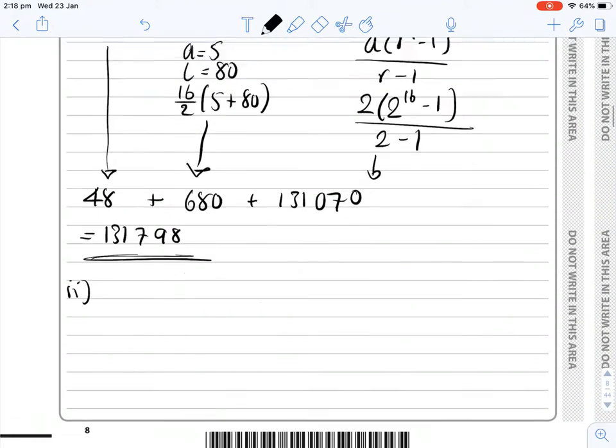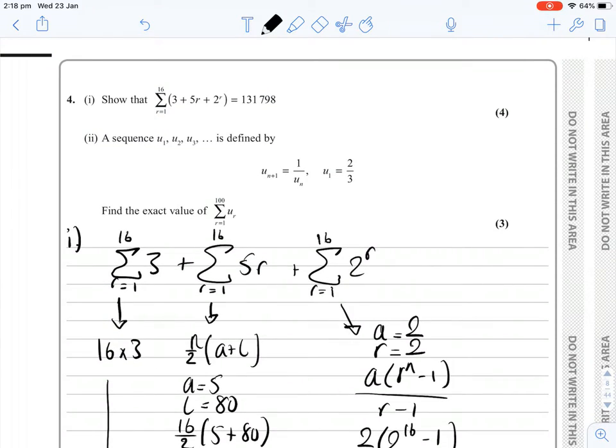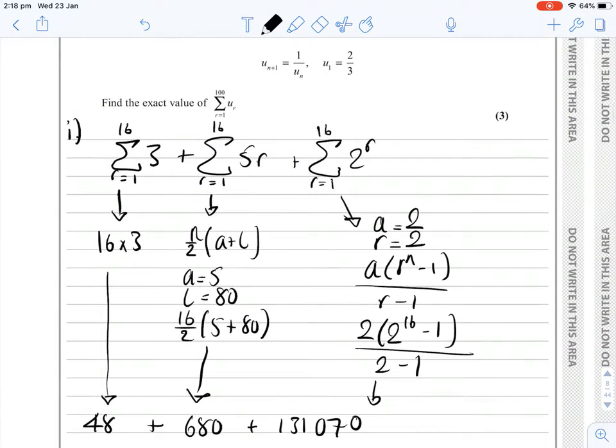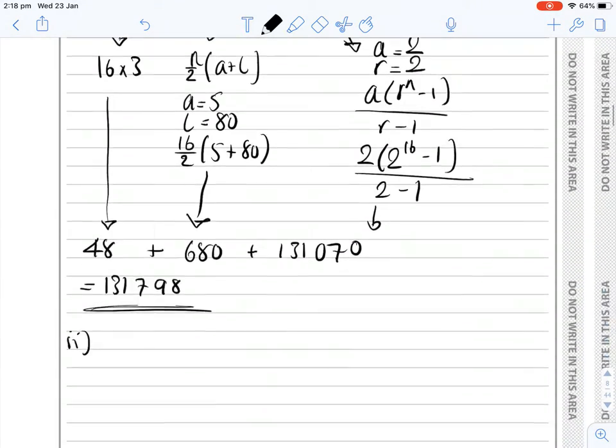Part 2. A sequence u1, u2, u3 is defined by u of n plus 1 is equal to 1 over un, where u1 is 2/3. Find the exact value of the sum of the first 100 terms.